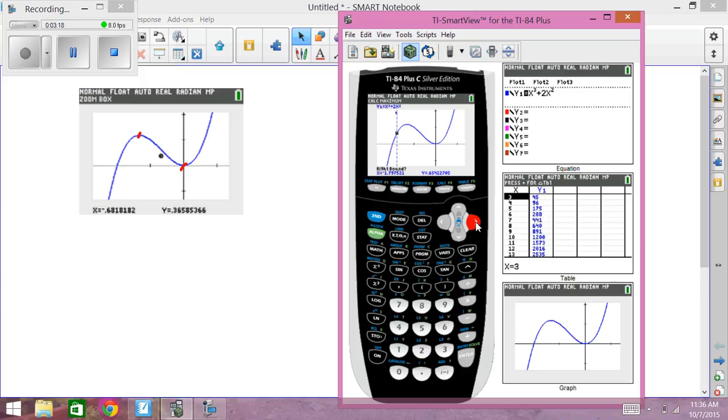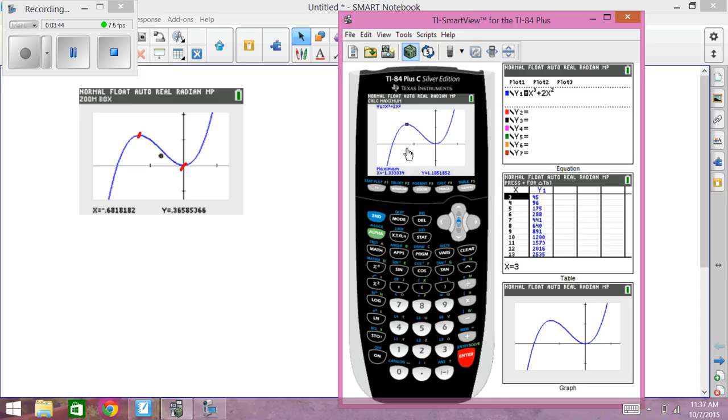Okay, and then it says, what's your right bound? So now I'm going to move the spider to the right side of the bump. I'm going to make sure I don't go so far that I'm over here, because then it's going to get confused about which bump I'm talking about. So I'm going to hit enter, and then I'm going to move to the middle because it's asking me to guess. Okay, I'm going to hit enter there, and there's my answer.